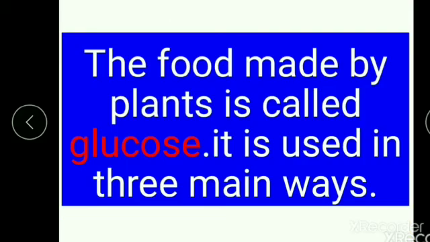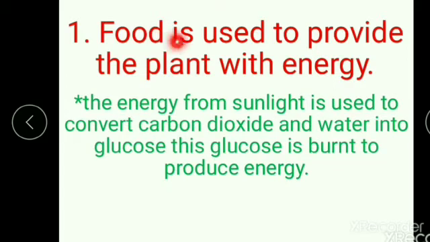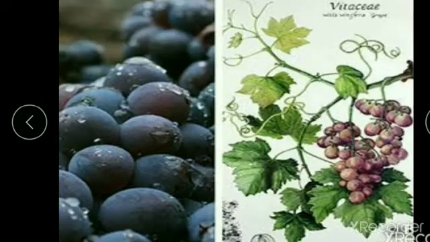As we all know, the food made by the plants is called glucose. It is used in three main ways. Okay, so we will see one by one. The first one, food is used to provide the plant with energy. The energy from sunlight is used to convert carbon dioxide and water into glucose. This glucose is burned to produce energy. The plant uses this new form of energy to grow and to produce flowers, fruits and more leaves.